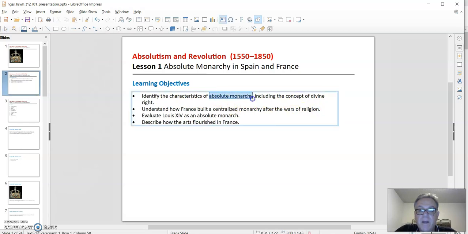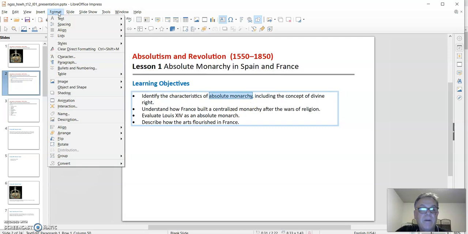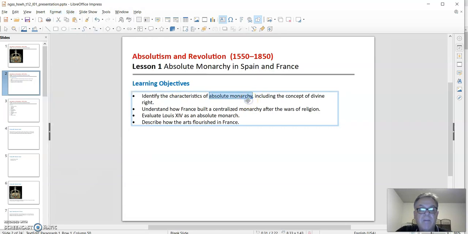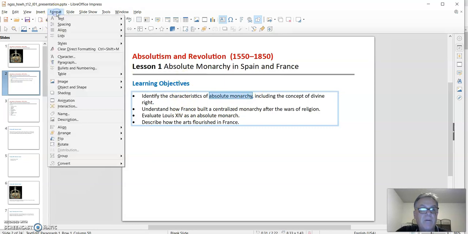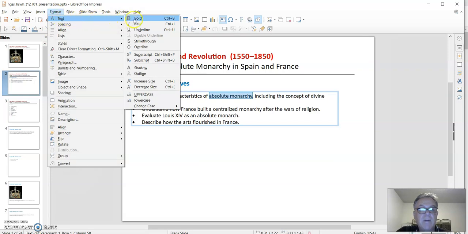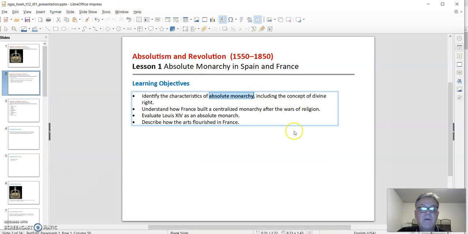So we can do this. We can go to absolute monarchy. That's one of the terms that's kind of important. We can highlight it, or make it bold, or do anything you want. What I'm going to do is just make it bold. I'm going to select the text and make it bold. That way I know it's important.